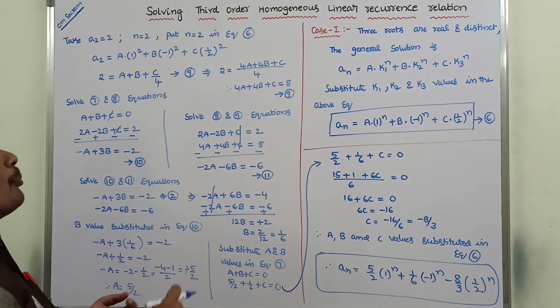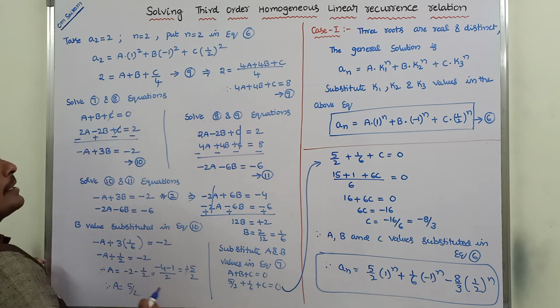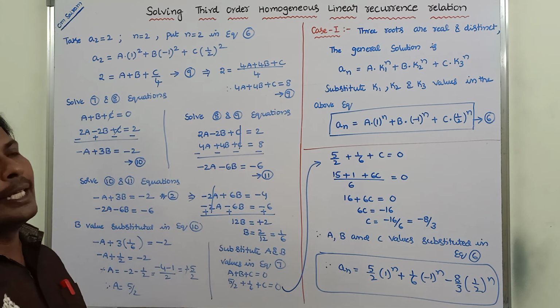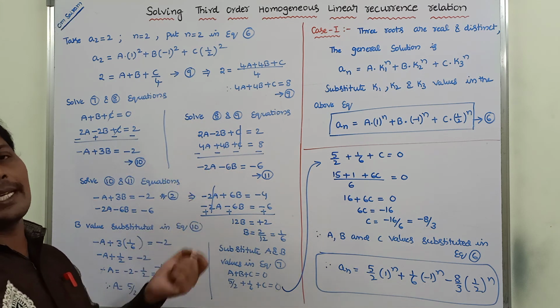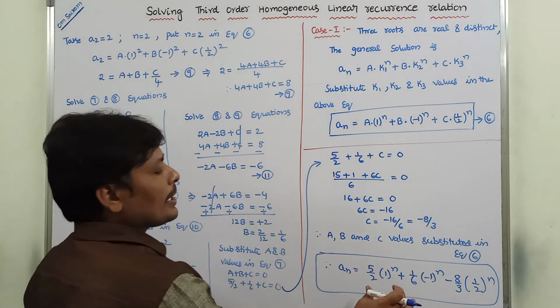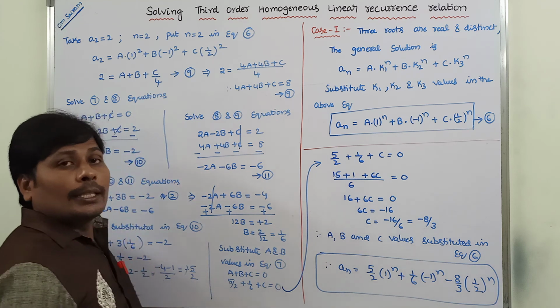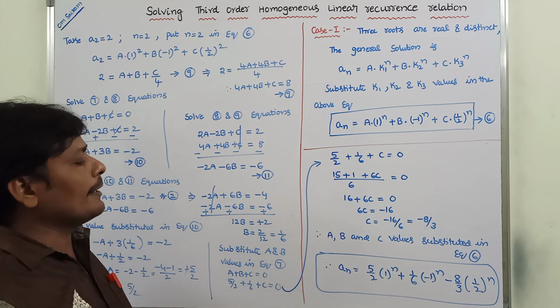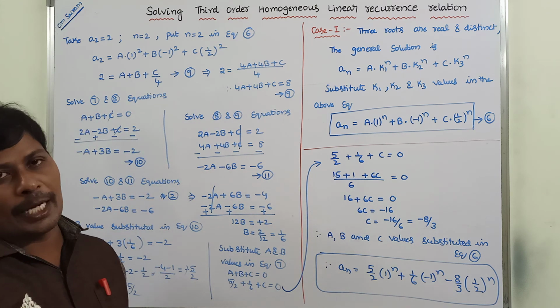So it is very important while solving these equations. If any small mistake is made, the total problem is wrong. So this is the final solution of the given recurrence relation.